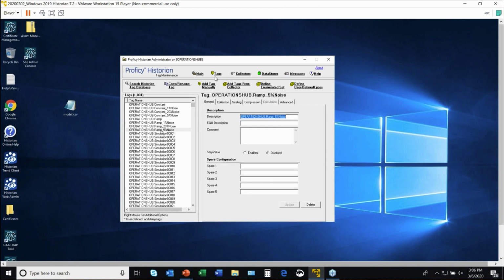Next, I'll toggle over to tags. So we have 1,031 tags defined in this particular demonstration system. You know, I can scroll through them, and I can search for them.